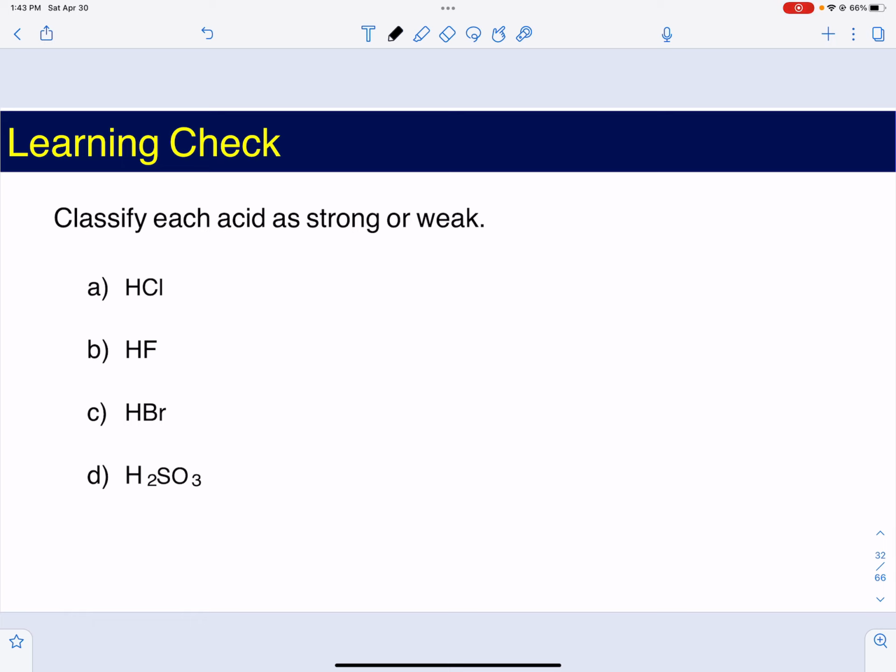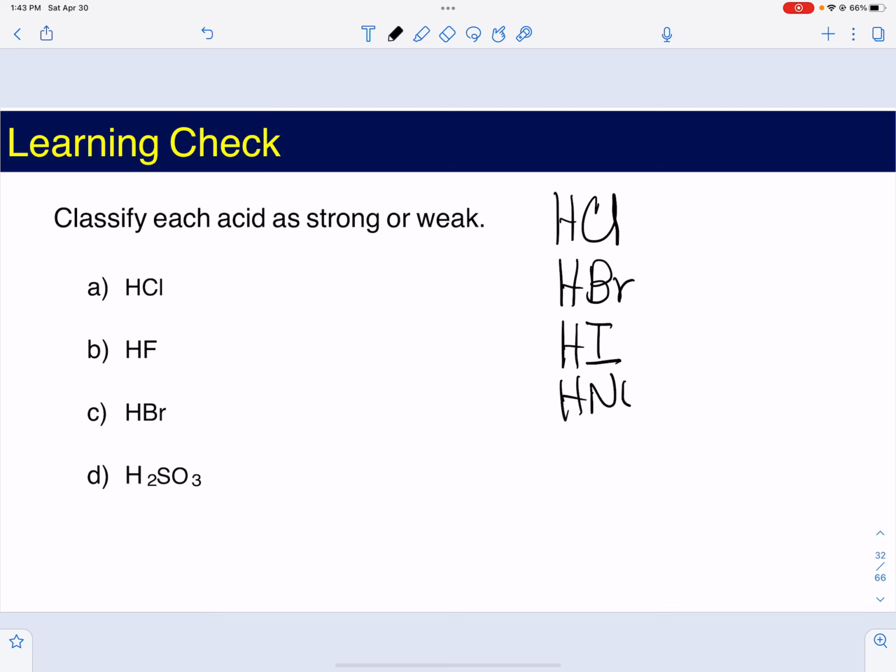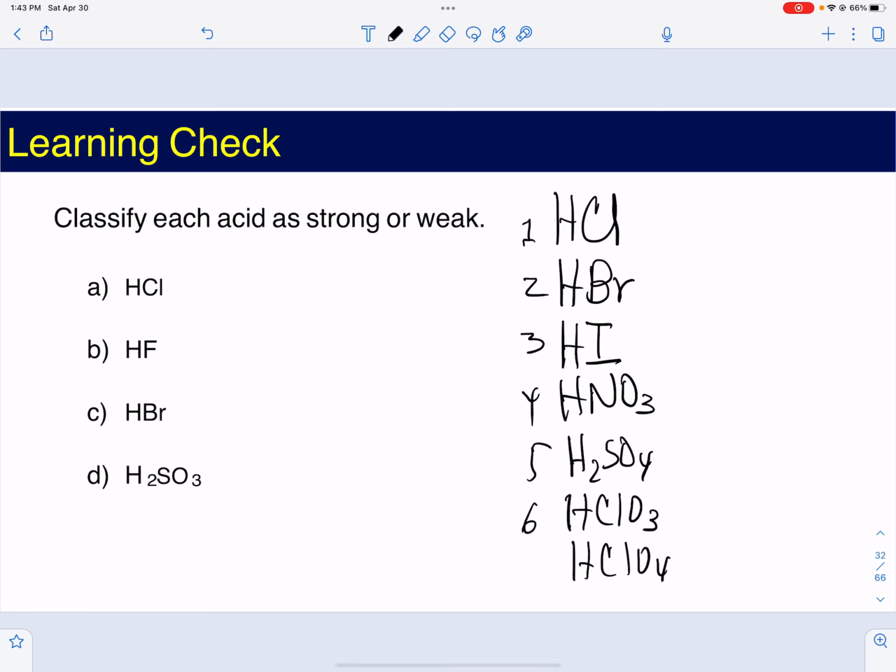So the strong acids are going to be hydrochloric acid, hydrobromic acid, hydroiodic acid, nitric acid, sulfuric acid, chloric acid, and perchloric acid. 1, 2, 3, 4, 5, 6, and 7. So those are the strong acids.